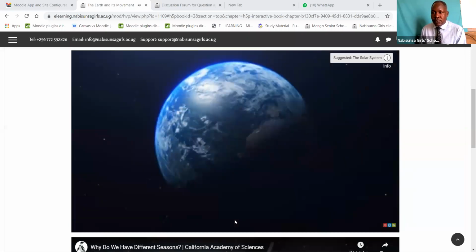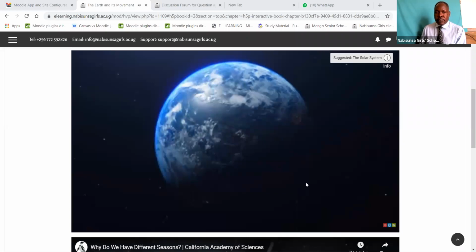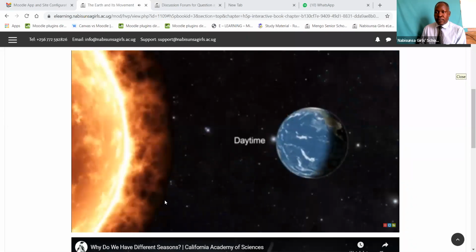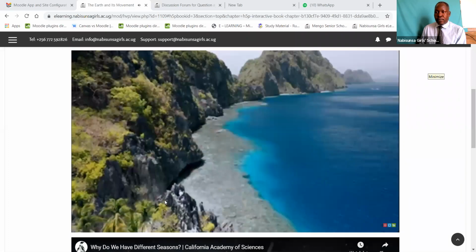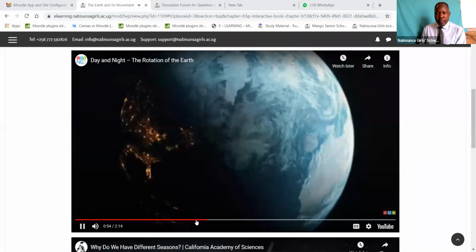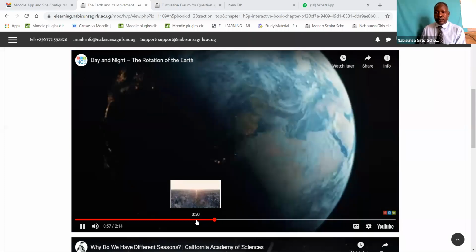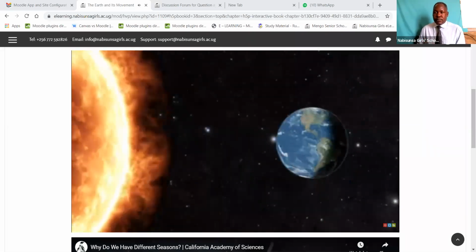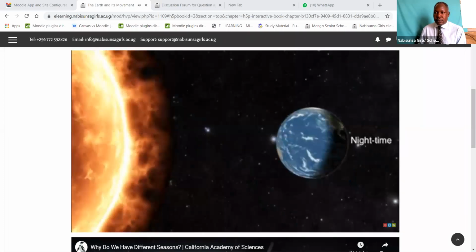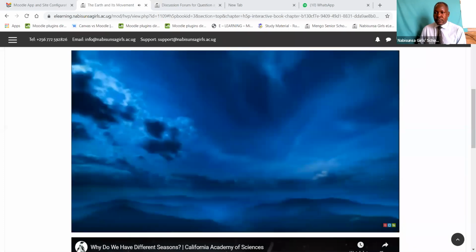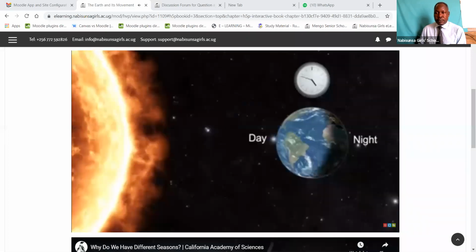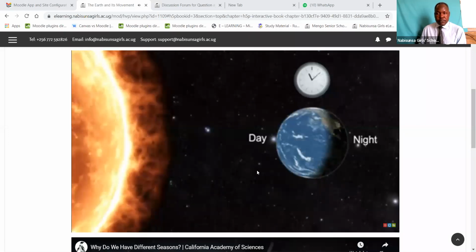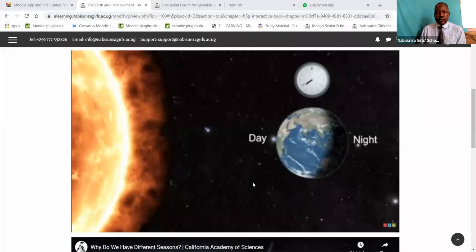As it rotates, part of the Earth is facing the Sun. This part of the Earth is lit up and experiences daytime. At the same time, the opposite side of the Earth is facing away from the Sun. This part of the Earth is in darkness and it is nighttime. It takes the Earth 24 hours to complete one rotation. The repeating rotation of the Earth is why we experience the daily pattern of day and night.